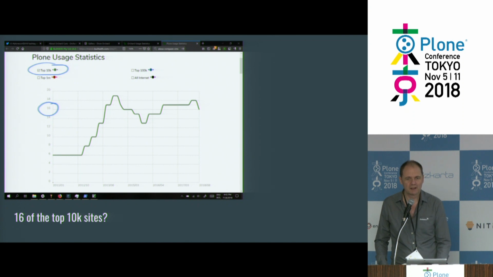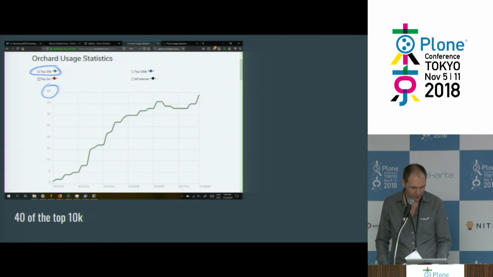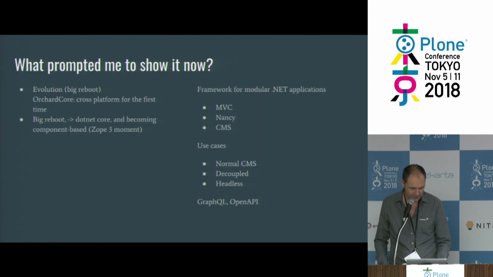This is kind of a Zope 3 moment. It's a rewrite, reconceptualization, and it's also the first version that is completely cross-platform. Just to put it in perspective a bit more, to compare them, I looked for usage statistics on BuiltWith and filtered to the top 10K sites on the internet, and Plone has a handful of them, and Orchard has a handful more. So it's also a very niche CMS, I'd say, but it does serve some serious sites, does see some serious use.